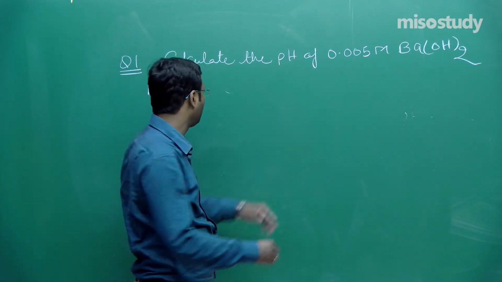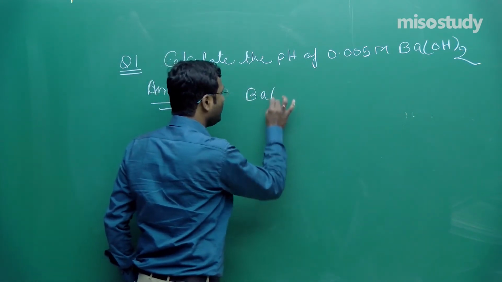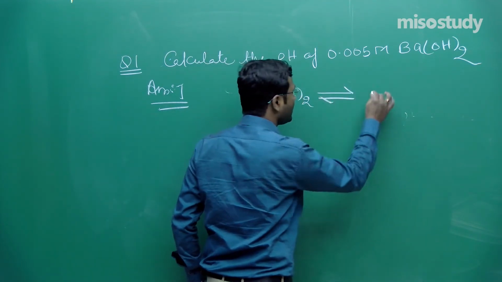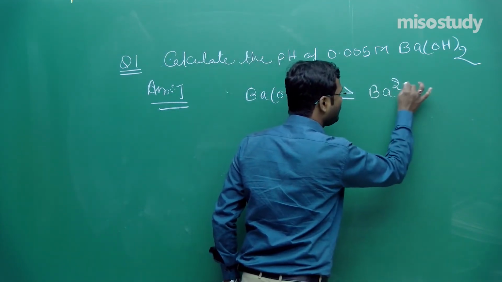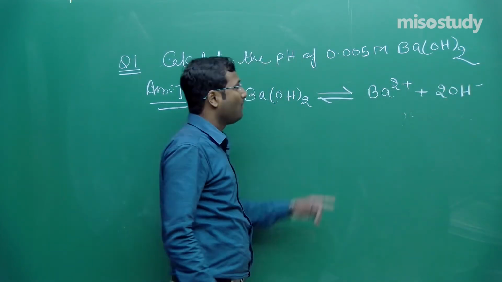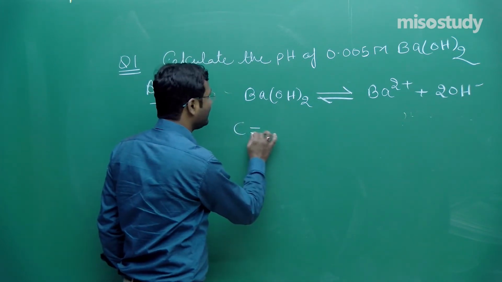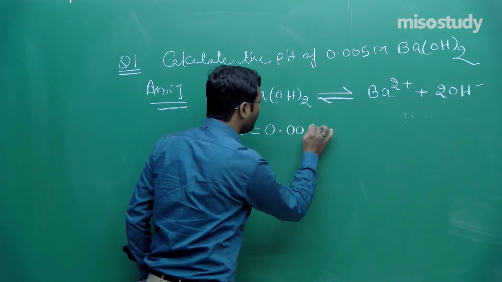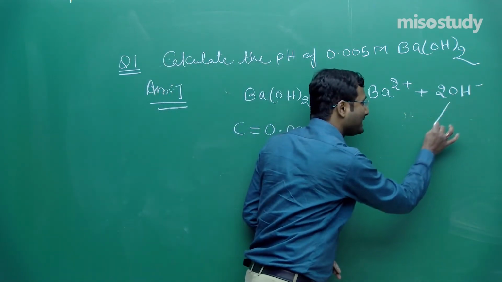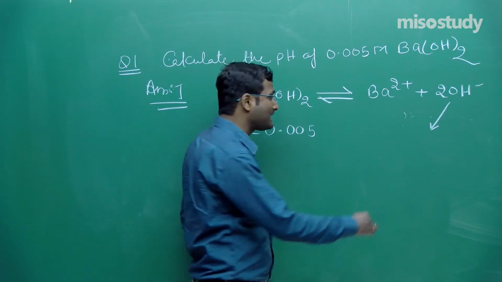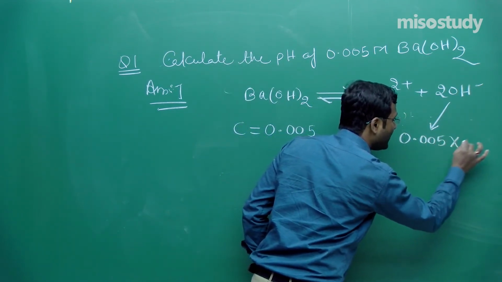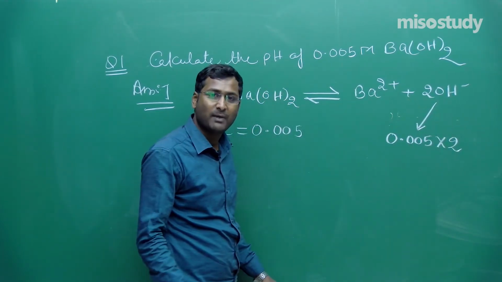First of all, write down the expression. As we know, Ba(OH)2 after dissociation will give Ba2 plus and 2OH minus ions. What about the concentration? The concentration is 0.005, but here there are 2OH minus ions. So the final concentration will be equal to 0.005 multiplied by 2. Are you getting my point?